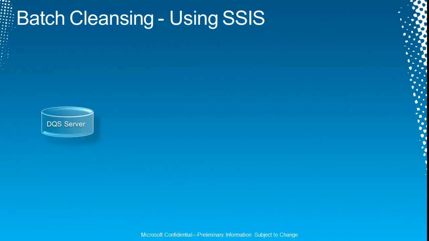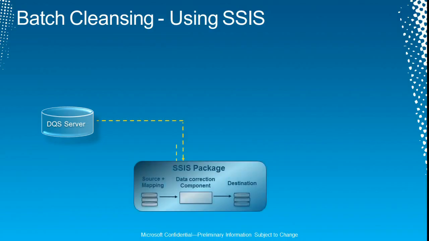So we talked about interactive cleansing using data quality services, and I also mentioned earlier that there is an SSIS component for doing the exact same thing. I'm not going to demo it, but just show you the high level of how it works. You can create an SSIS package that takes the source inside the data collection component, maps it to the relevant knowledge base and the relevant domains in it, and then gets a clean destination. What do I mean by clean destination?